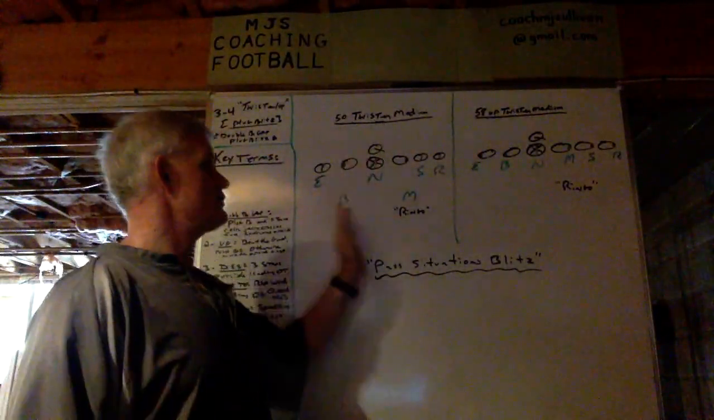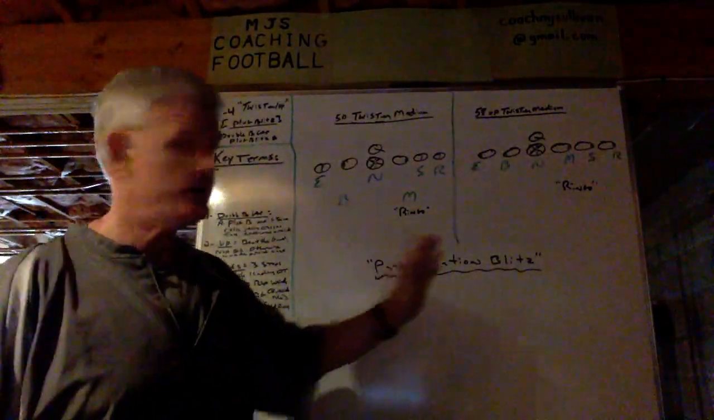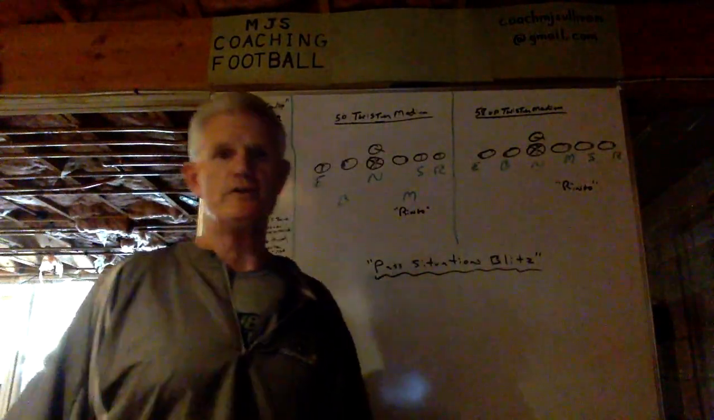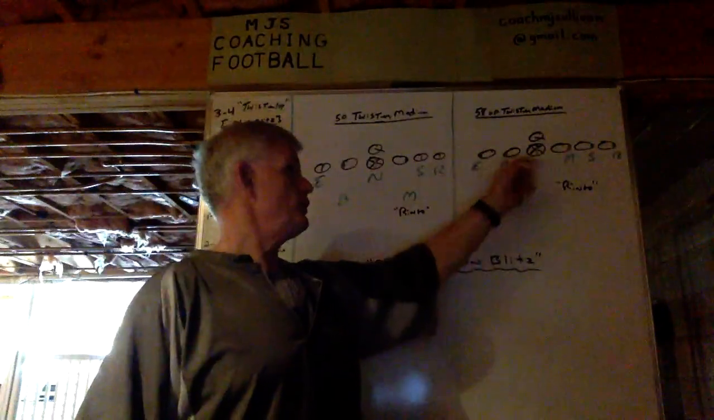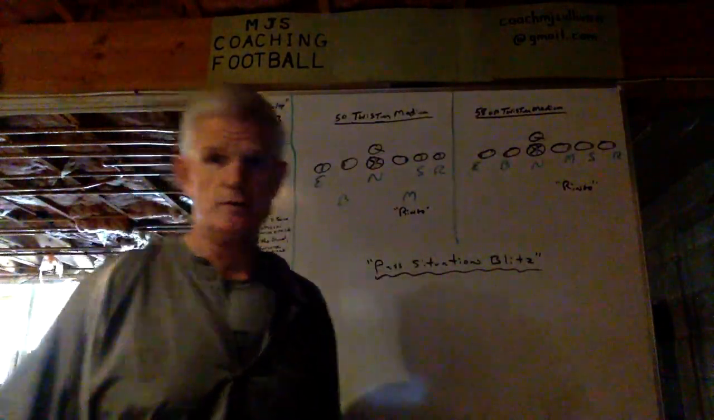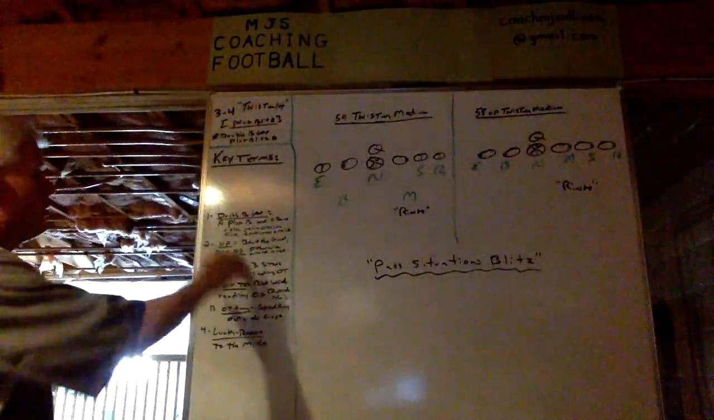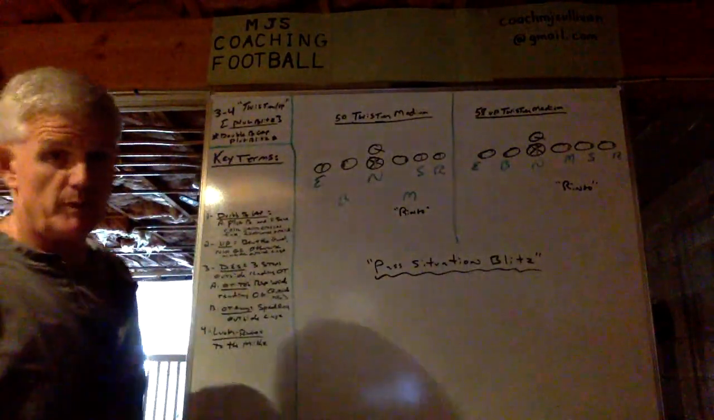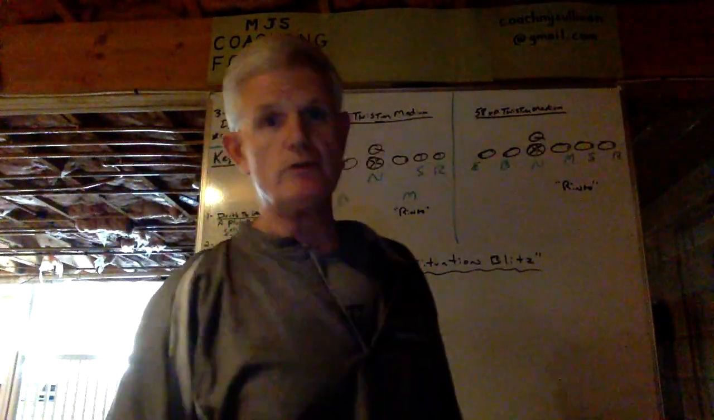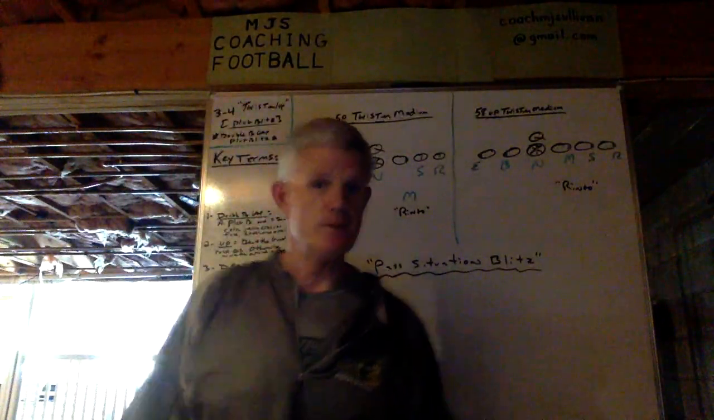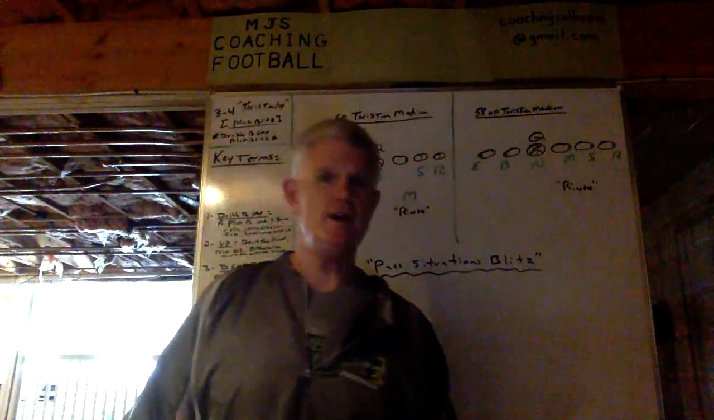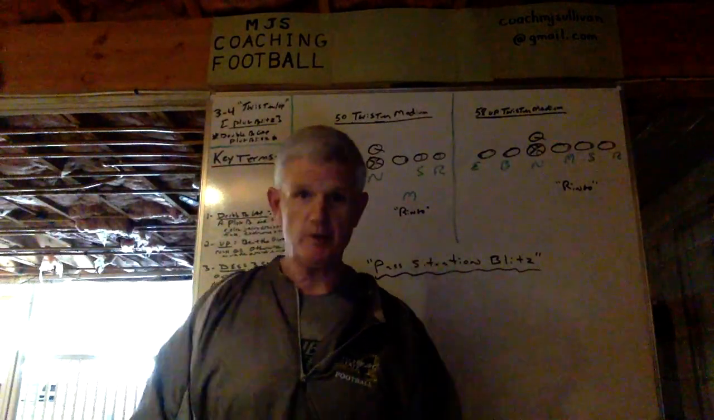Over here I have Twister out of our base 3-4, and over here I have Twister out of our up 3-4 look. Both linebackers are on the line of scrimmage. Over here are the key terms that will help you better understand how we execute Twister and why we would decide to use the up front tag and execute the same blitz.